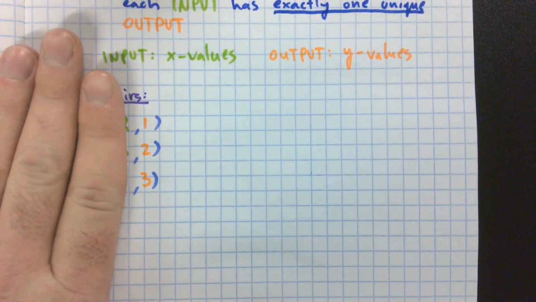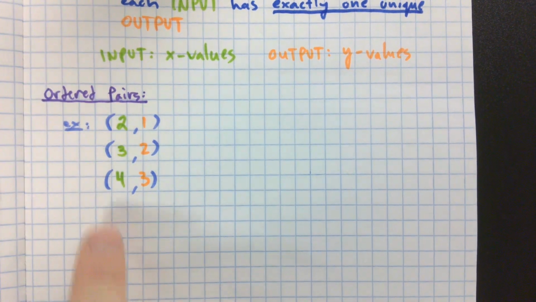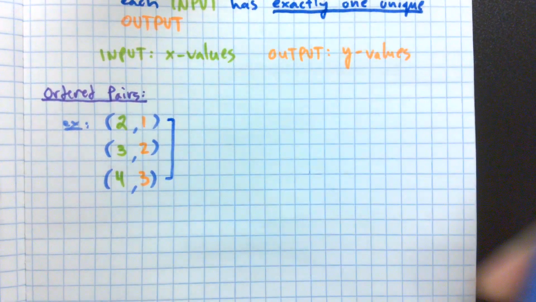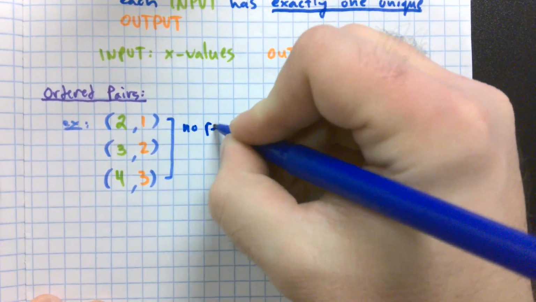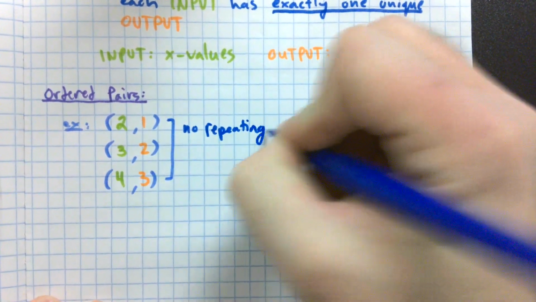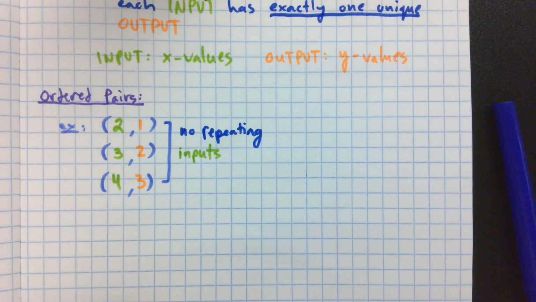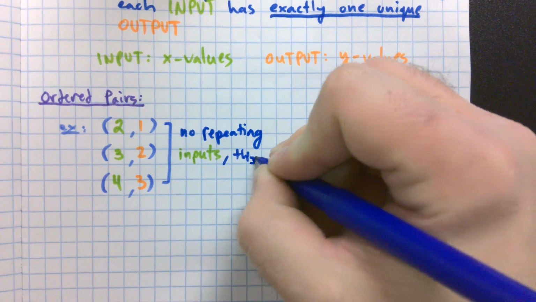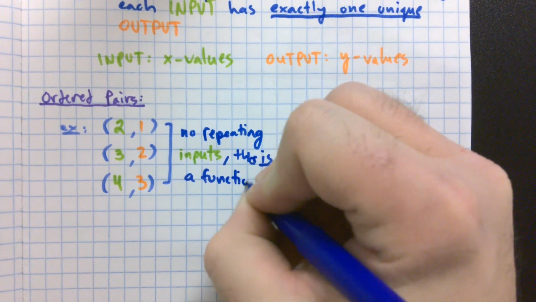What do we notice about our outputs? They're all in order, but they're also all different. So we've got 3 different inputs with 3 different outputs. This right here is a function. We have no repeating inputs. So this is a function.